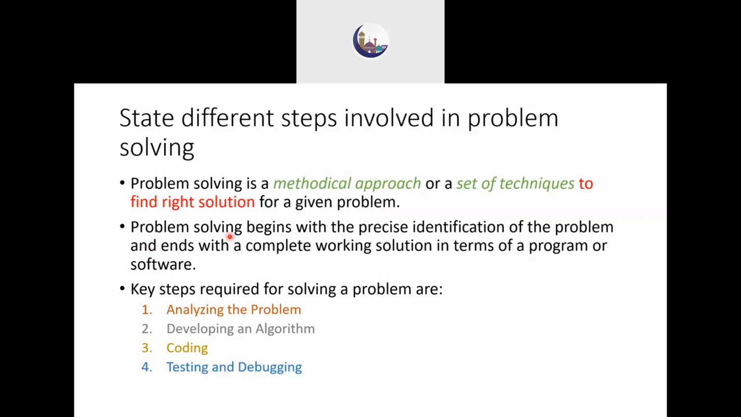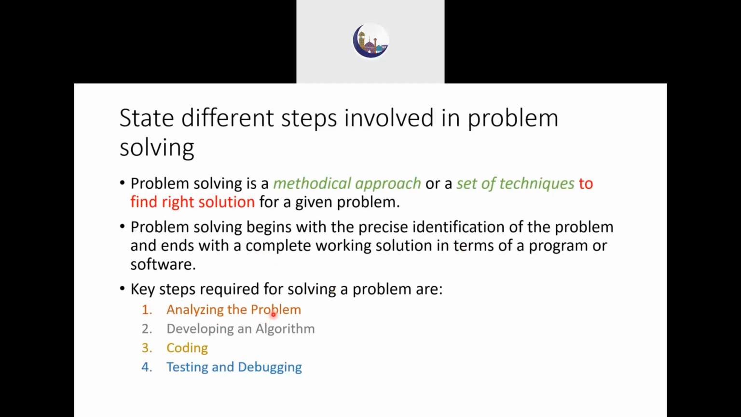Whenever you're trying to do problem solving, the first thing you need to get to know is what the problem is. You need to precisely identify what exactly the problem is, and then you need to come up with a solution in terms of a program or software for that particular problem to be solved. So, keeping these points in mind, let us get to know the steps required for solving a problem. This is an important question. The first step whenever you want to solve a problem is to know what exactly the problem is. You need to analyze the problem.